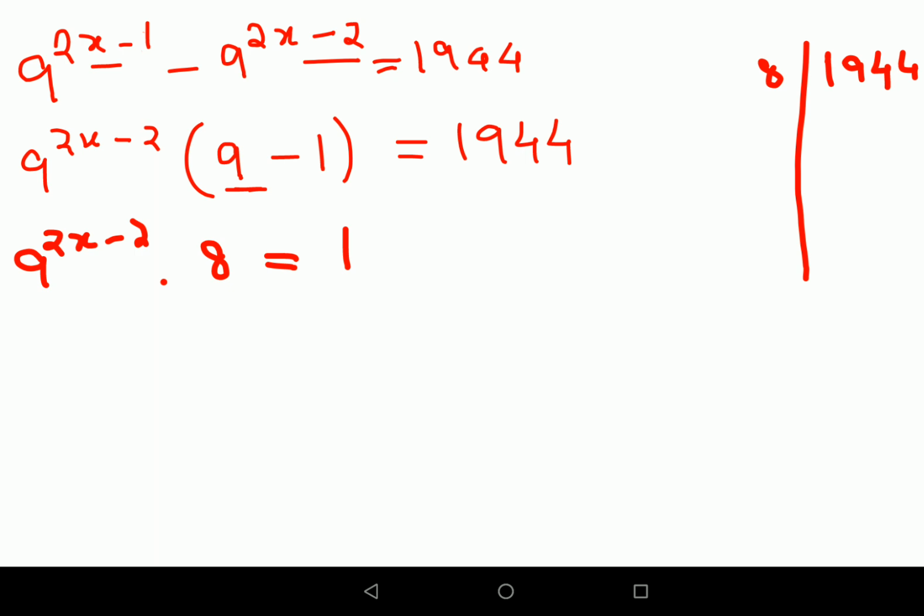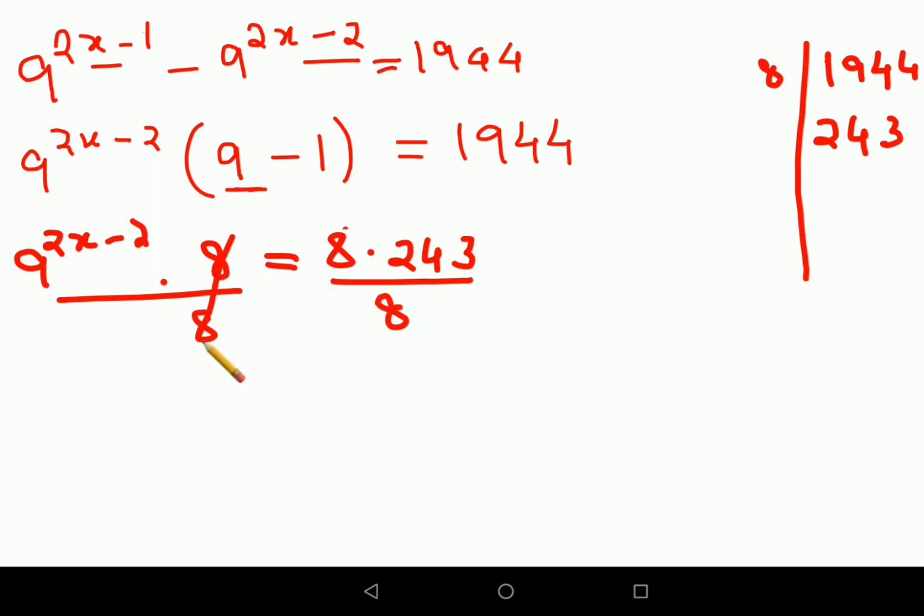So here what you get is 2, 4 and 3. So what we'll do is we'll try and write the value of this 1944 as 8 into 243. Okay, now please understand, what we can do is we'll divide both sides by 8 to try to simplify things for us. So this is cancelling.